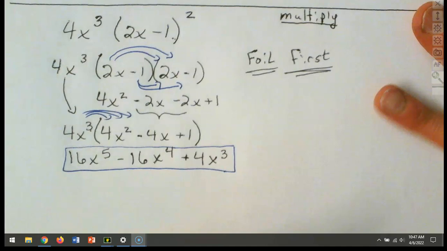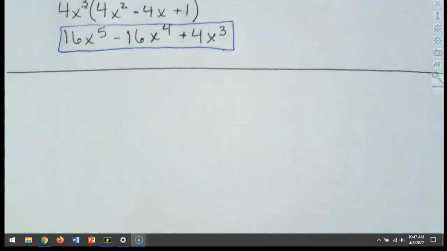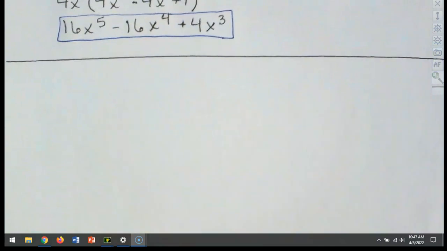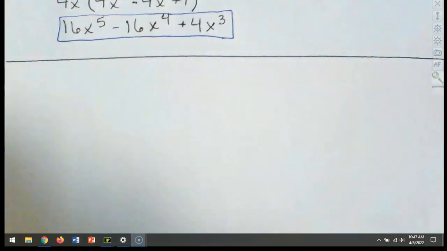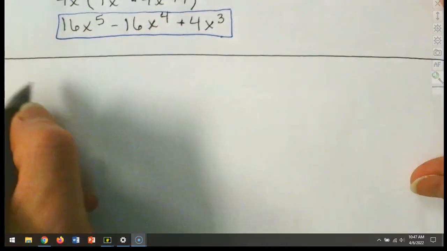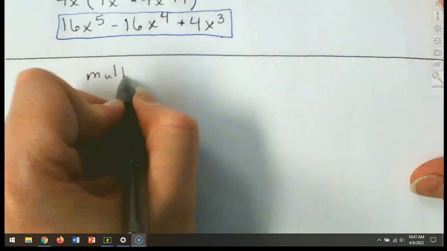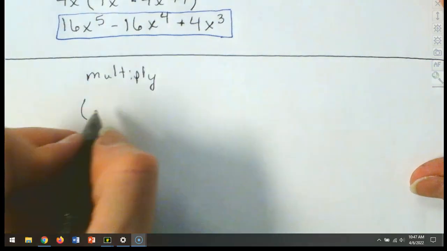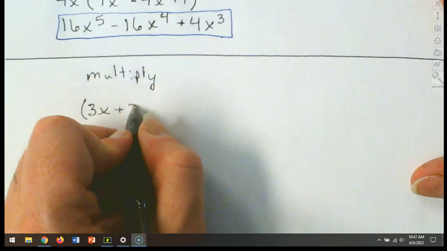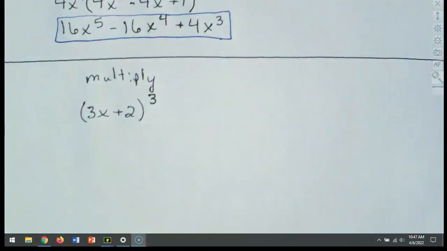We're going to add a little bit more to these. Sometimes you may have to FOIL more than once. So you may have to FOIL and then work it out again after that. So let's work with this one. These are just going to be multiply. So let's go ahead and multiply. How about 3x plus 2, quantity cubed. So let's say I want you to multiply this one out.